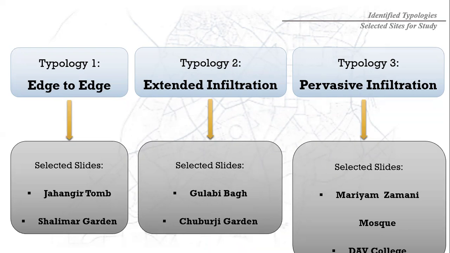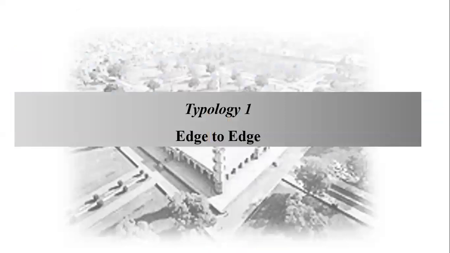Three main typologies are identified and discussed in detail, which are edge-to-edge infiltration, extended infiltration, and pervasive infiltration. Each typology has two examples identifying or defining the typology and its characteristics. The typology one is edge-to-edge infiltration.